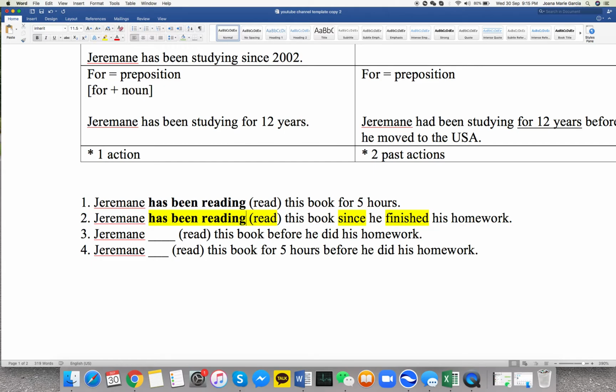Okay, right. So for this one, Jermaine blanked this book. There's one action, and there's another action. He did his homework, right? And let's check, is that since? No, it's before. Okay, right?